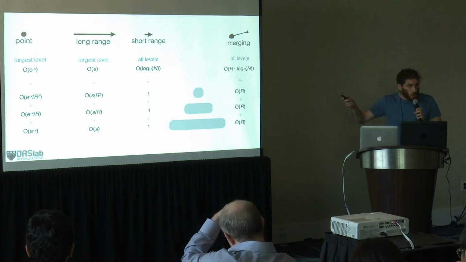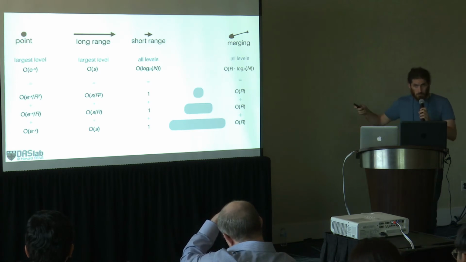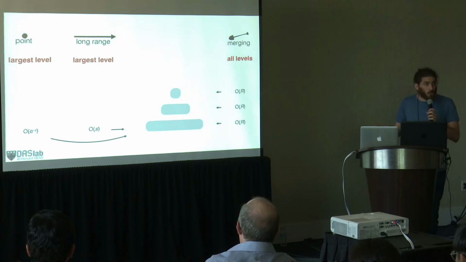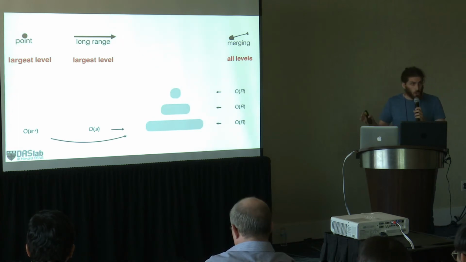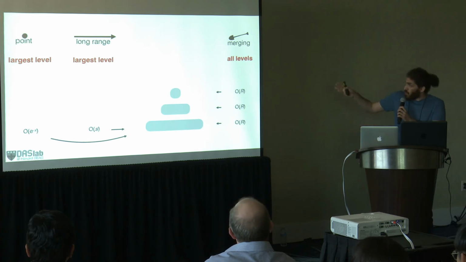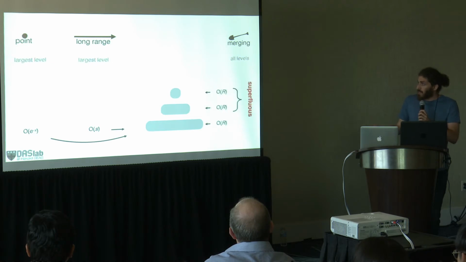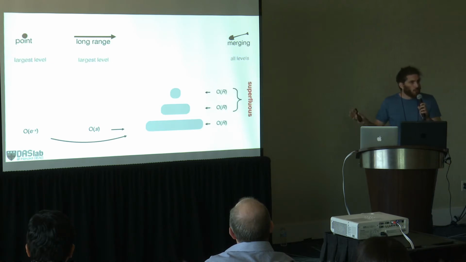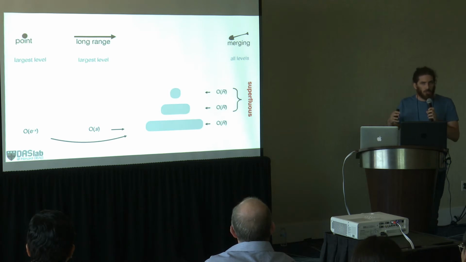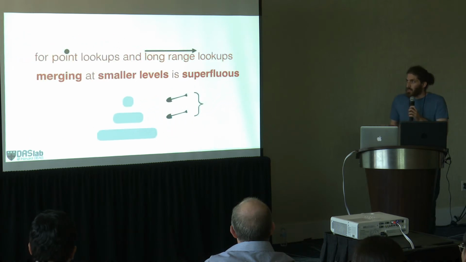So now we have a nice cost breakdown of where all the different I/O costs come from, and we spot an asymmetry. Point lookups and long-range lookups derive their cost from the largest level, whereas for merging, we're doing the same amount of work across all levels. So this implies that all the merging that we're doing at smaller levels is excessive. It's somehow superfluous. It's not really doing much towards contributing to bounding our lookup cost. All right, so that's the insight. For point lookups and long-range lookups, most merging at smaller levels is superfluous.